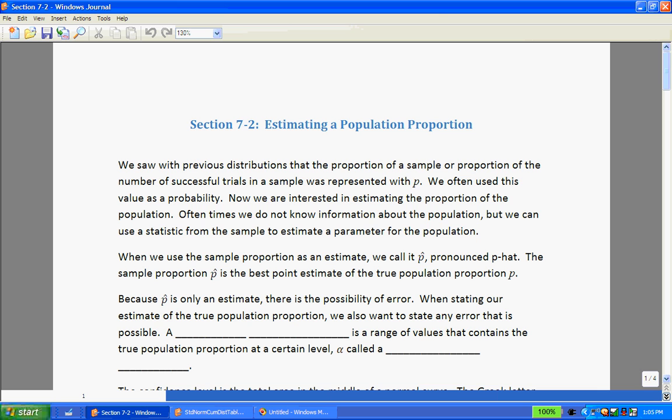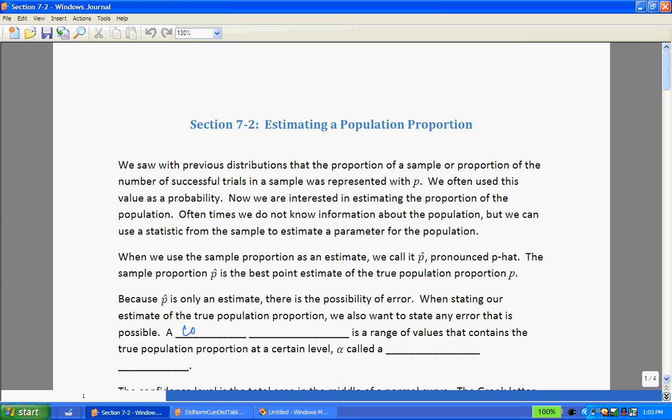The sample proportion p hat is the best point estimate of the true population proportion p. So we don't really know the population proportion. Anytime we're given a statistic, or a parameter rather, that 75% of men enjoy watching football, well, we don't really know the percentage of all men that enjoy watching football. We can only estimate it. So we take an estimate from the sample, but it's giving us the best estimate of what's really going on with the population. Because p hat is only an estimate, of course, there's the possibility of error. When stating our estimate of the true population proportion, we also want to state any error that is possible.